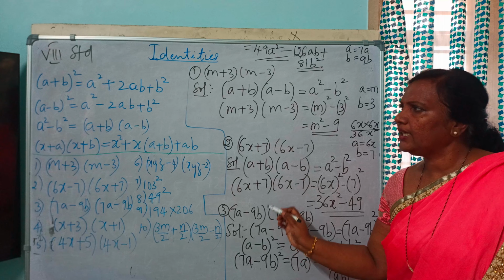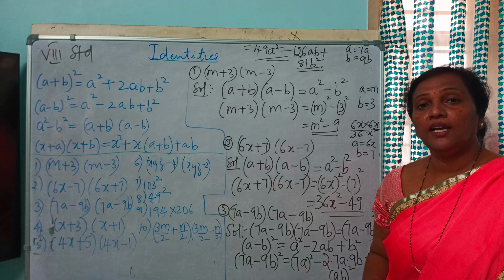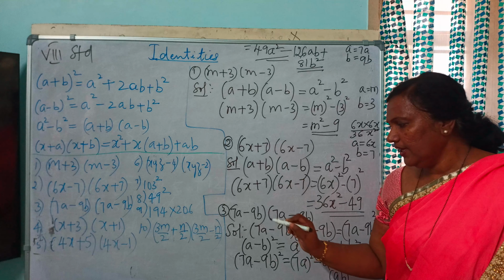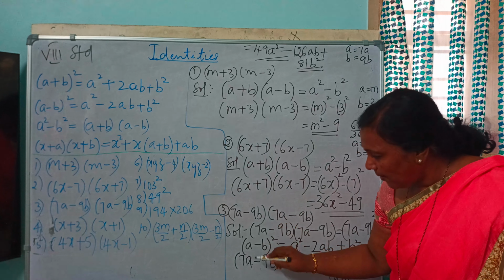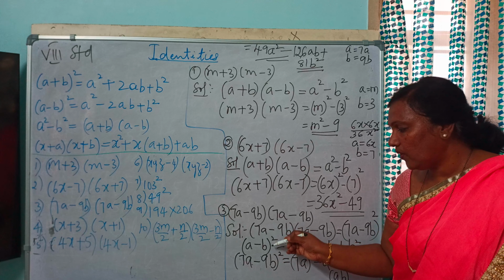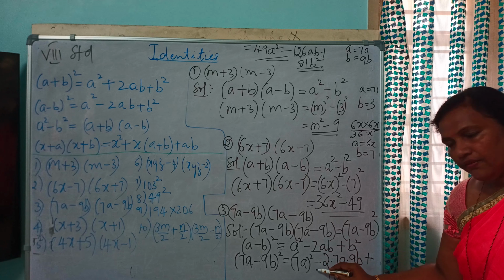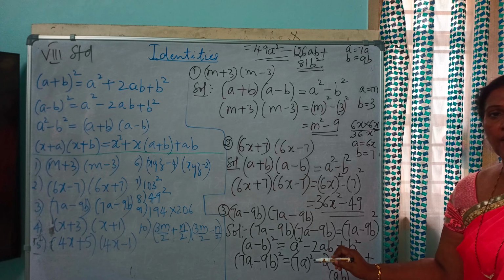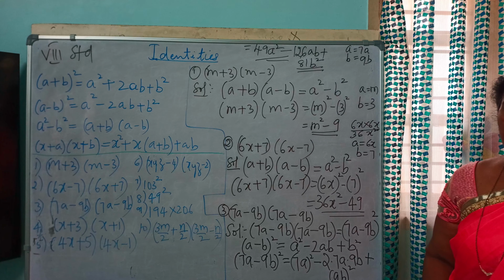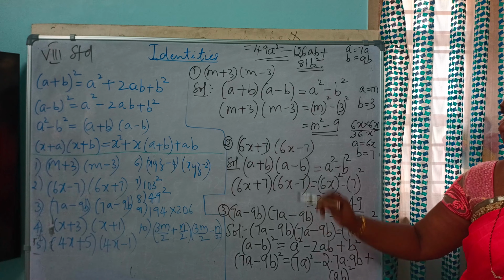You have to first correctly match the problem with the identity. Then write the identity. Compare what is in the place of a, what is in the place of b. After substitution, simplify it. Then underline the answer. Copy down the problems, children.